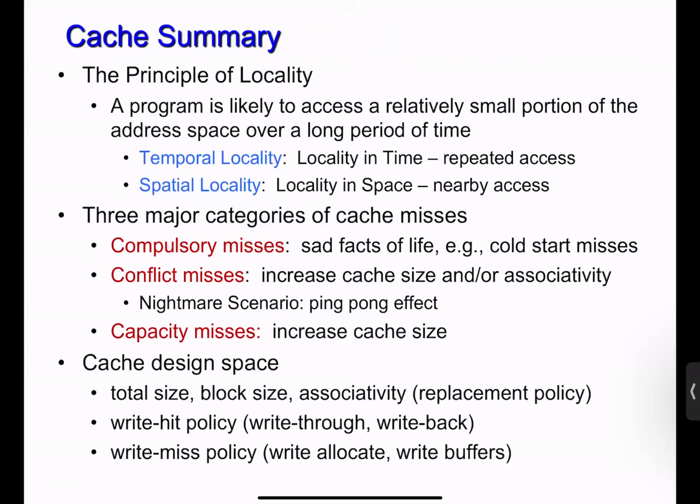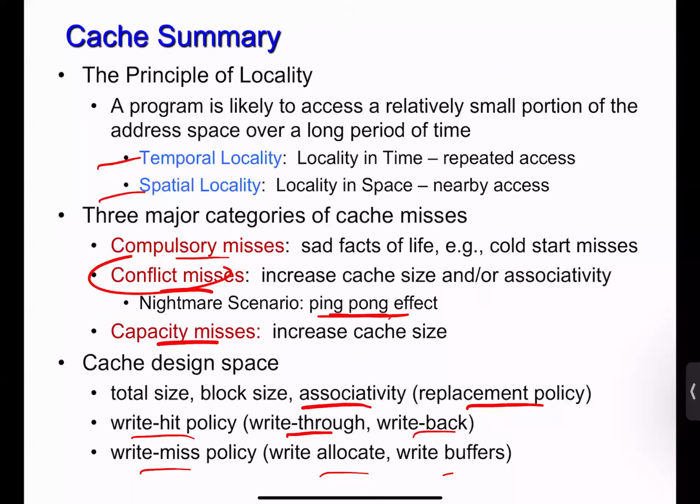And this is just a summary of whatever we have covered in the cache: temporal locality, spatial locality, and different categories of cache misses: compulsory misses, conflict misses, and capacity misses. Of course, the worst case scenario is the ping pong effect, as we have introduced. We also mentioned associativity, the replacement policy, the write hit policy when we have write through or write back, and the write miss policy when we have write allocate or write buffer.